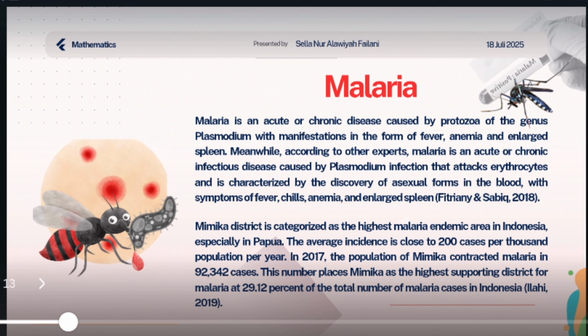The average incidence is close to 200 cases per thousand population per year. In 2017, the population of Mimika contracted malaria in 92,342 cases. This number places Mimika as the highest contributing district for malaria, at 29.12% of the total number of malaria cases in Indonesia.